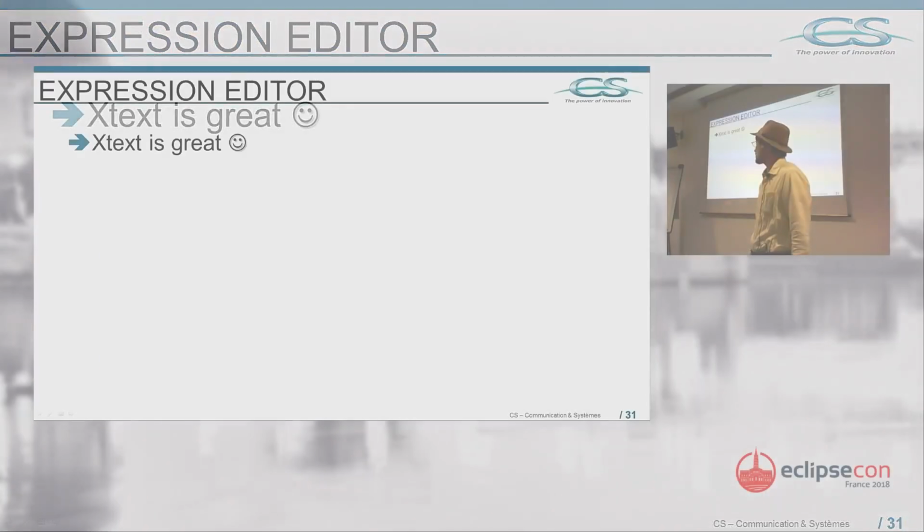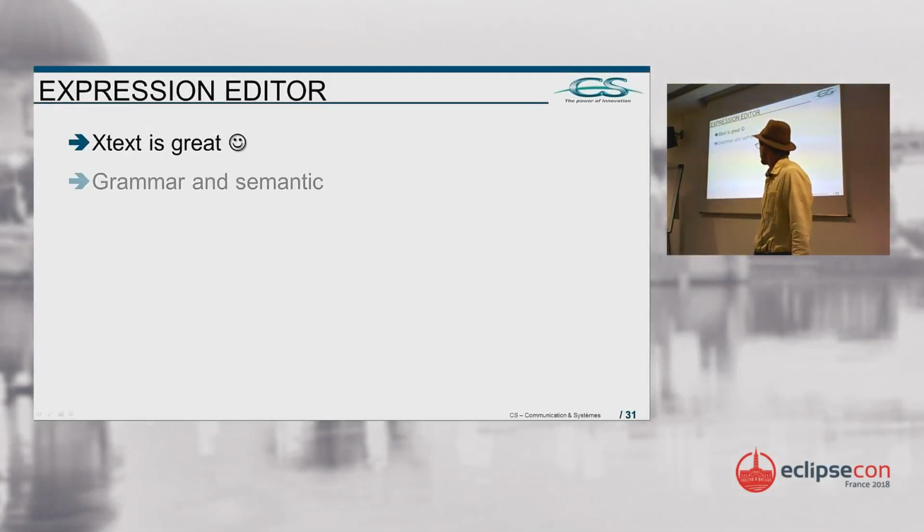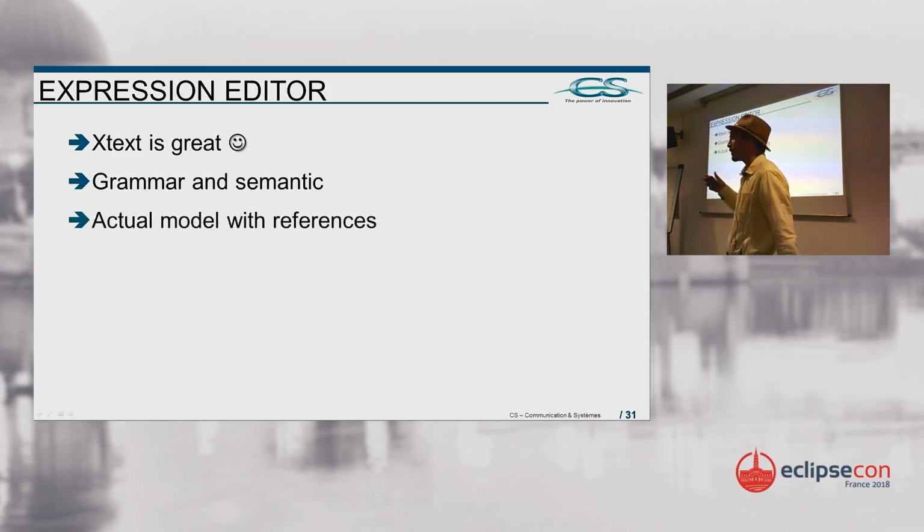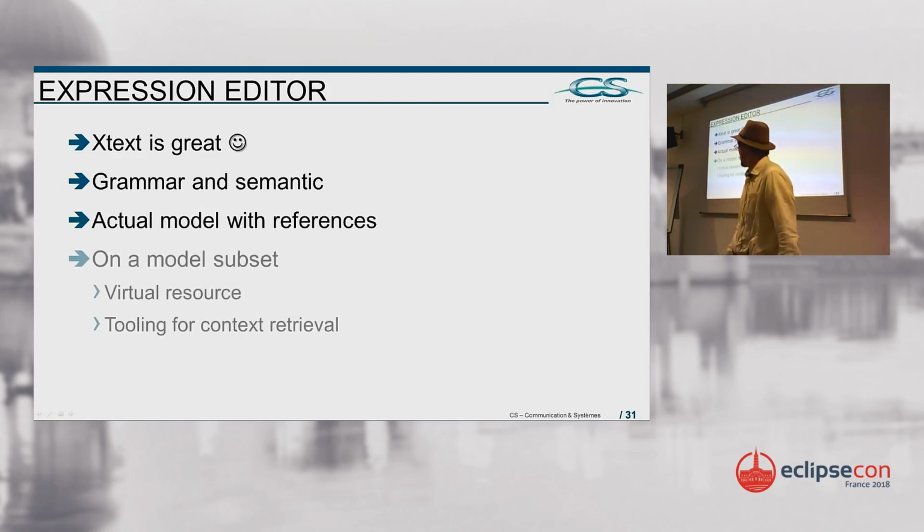So this expression editor is made with Xtext, which is great technology. Xtext handles both the grammar and the semantic, which means it handles the grammar, which is the correct syntax, and the semantic because there's an actual model with references to model elements behind this grammar, behind the expression. So what we store is not just the string, but really the model. We work on a model subset. So here's a simple trick. We create a virtual resource because Xtext is intended to work on a complete resource. And we have tooling for retrieving the context to know, when we write a relative expression, which element we're in.